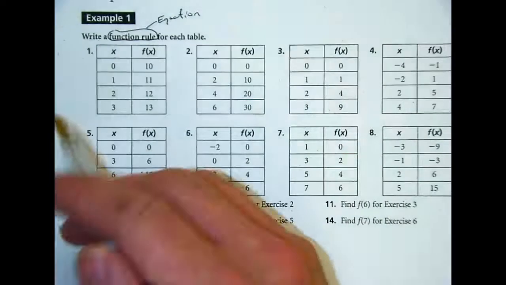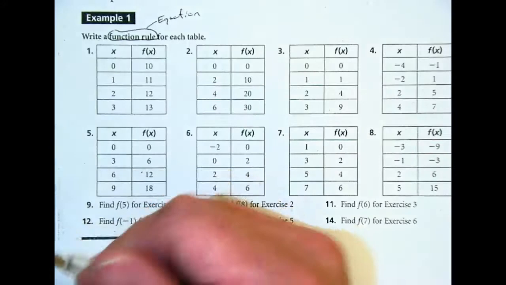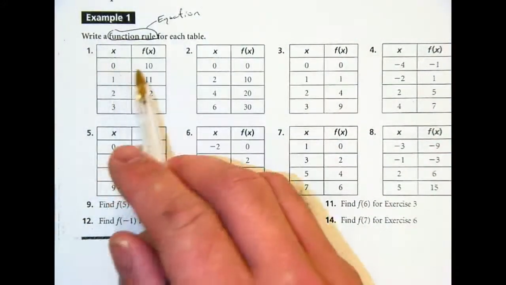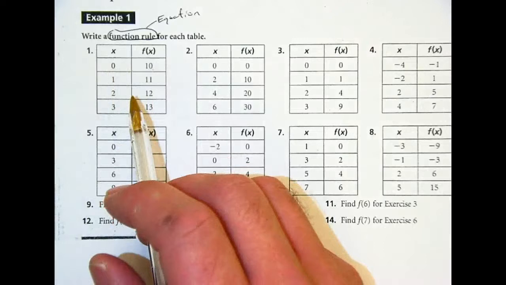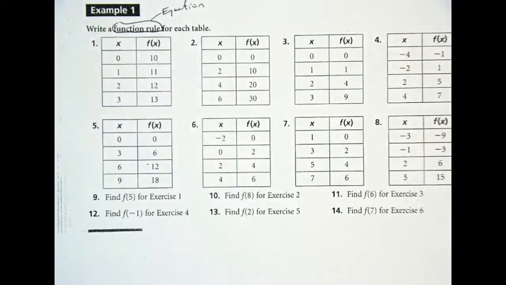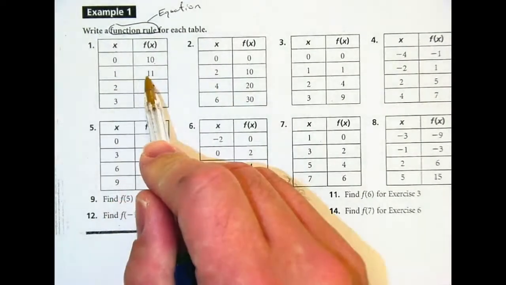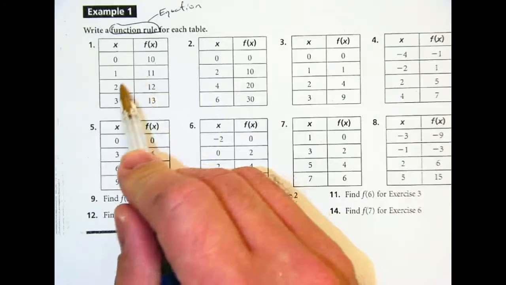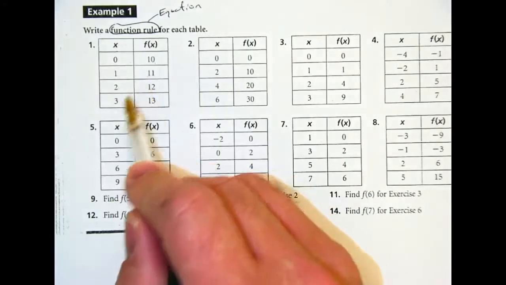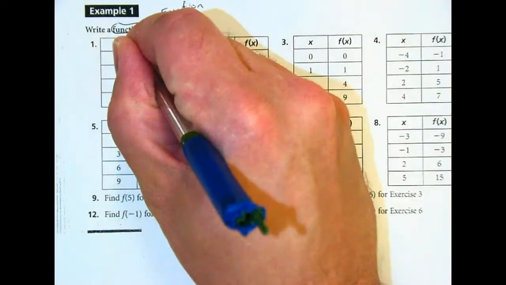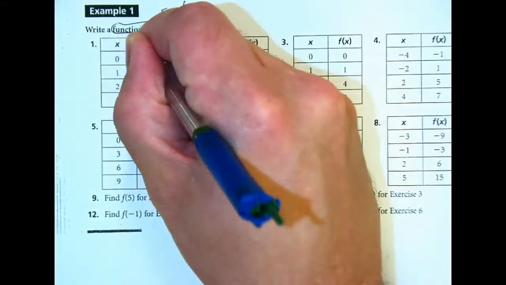So try a few things. Try multiplying, try adding, try subtracting. So how do I get from 0 to 10? Add 10. Does that work for 1 to 11? Yeah. Does that work for 2 to 12? Yep. 3 to 13? Yeah. So that works. So it's just plus 10. Equals f of x.